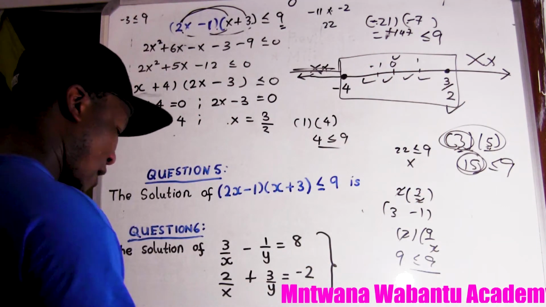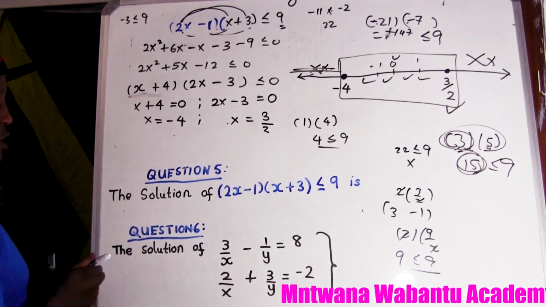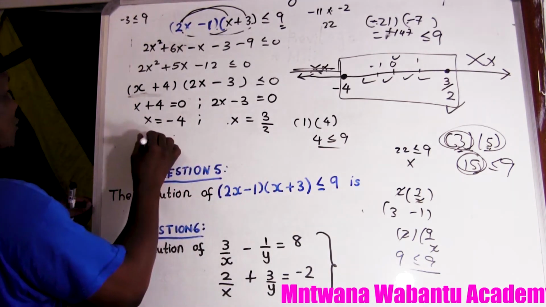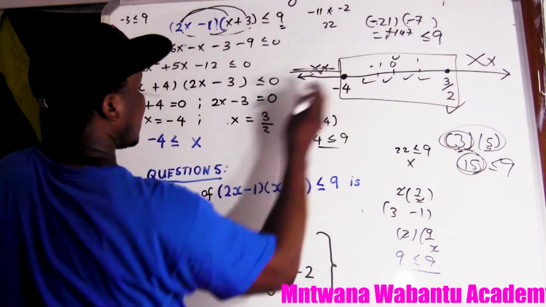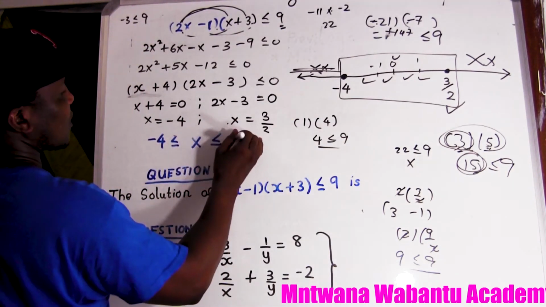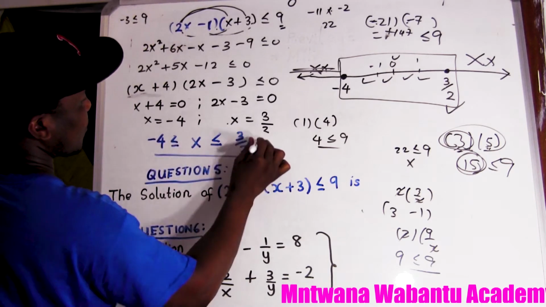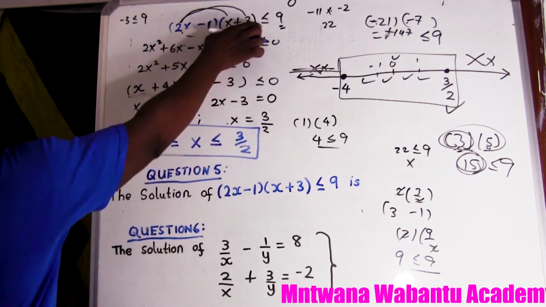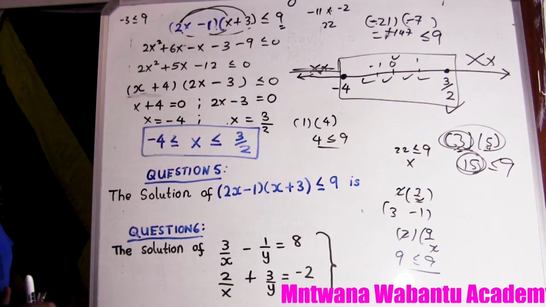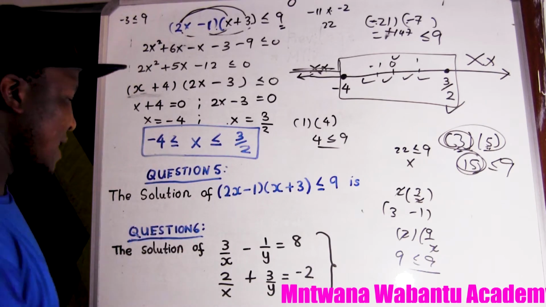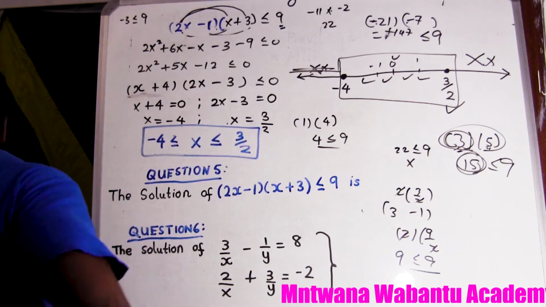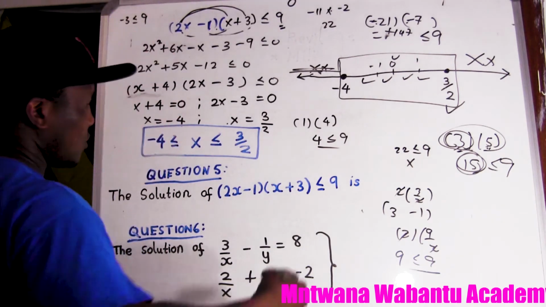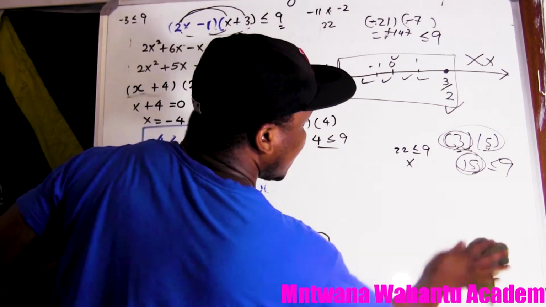So for that case now, we're going to conclude the value of x starts from -4, including, until 3 over 2. So this is our answer for this equation. You see what I'm saying? So we're done with this question. Go to the last simultaneous. So this is our answer for this, which is option. Now we go for the last question.